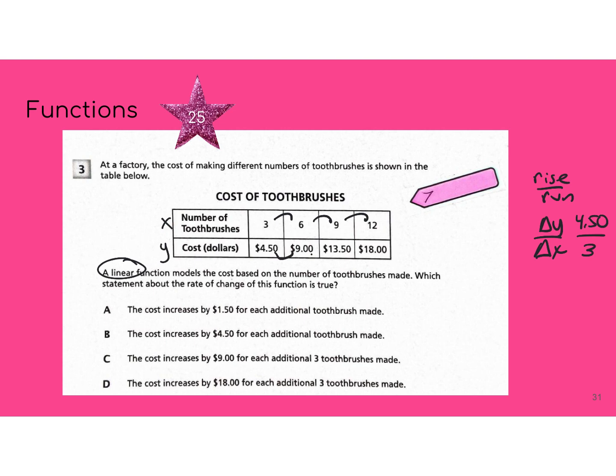So now you simply reduce this, which means divide $4.50 by 3, and you'll come up with $1.50 over 1, or $1.50 is your price and your number of toothbrushes is 1. So now we look and say, okay, if each toothbrush costs $1.50, the cost is increasing by $1.50. The most common mistake would be choice B, because you just see $4.50 and think that's the answer.